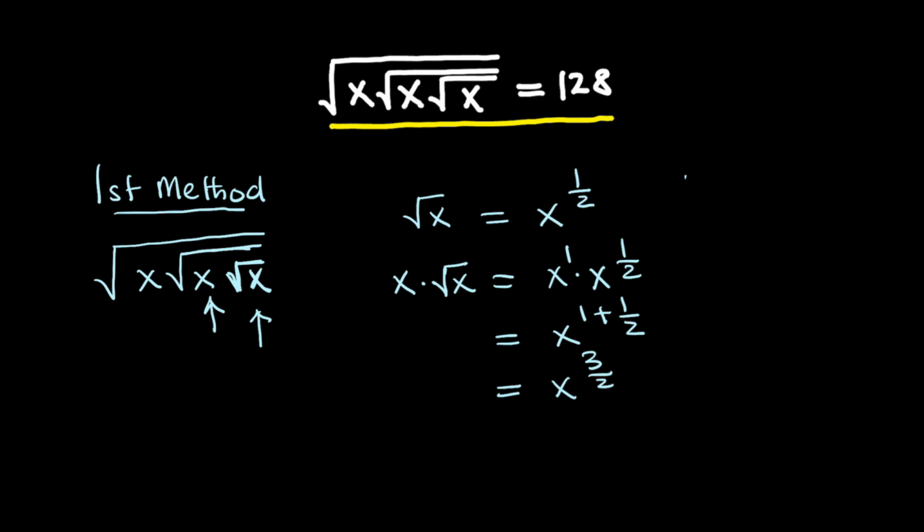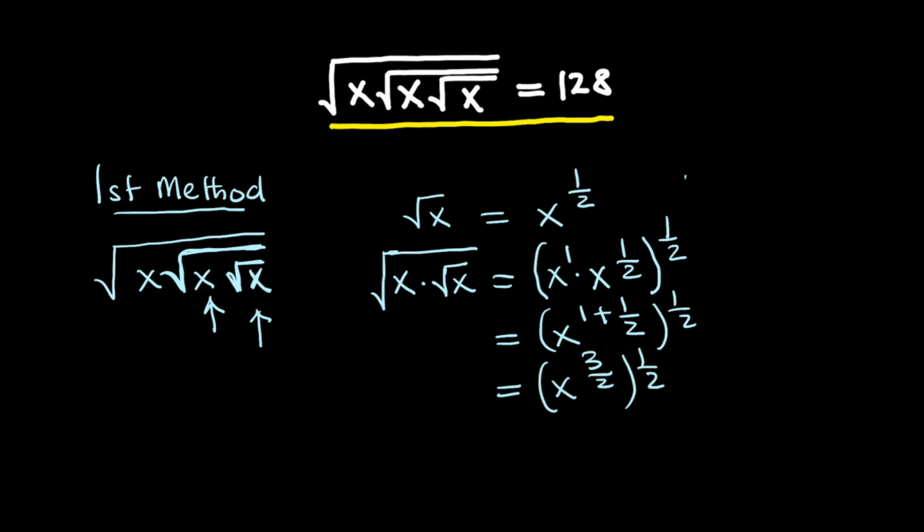Now we can move to the next radical. So if we find the square root of that, by what the question says, it is the same as raising this to power 1 over 2. So if we do that all through, then this becomes x raised to power 3 over 4. Now we have completely finished the second radical.